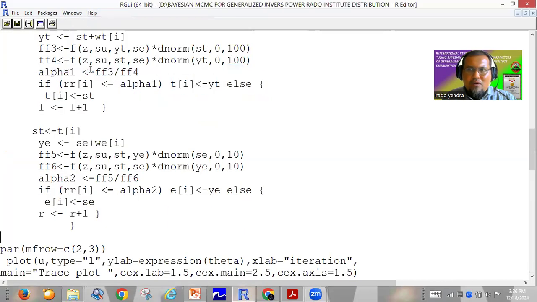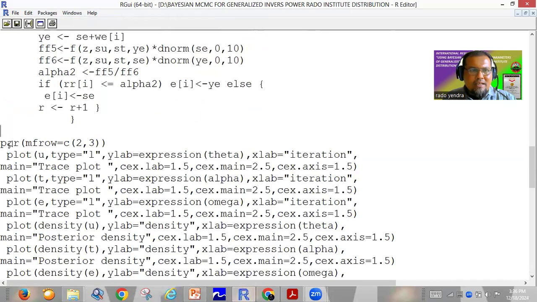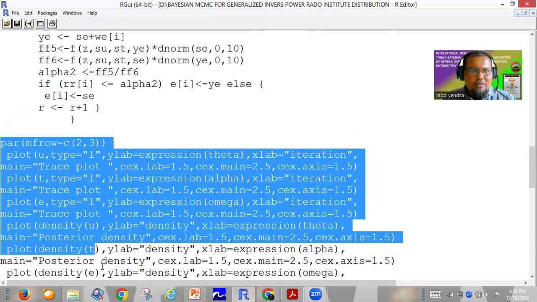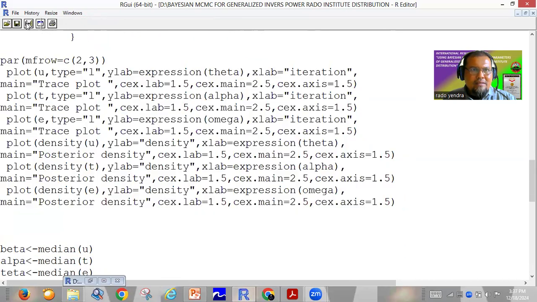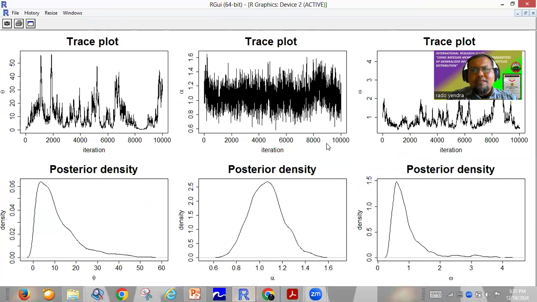Now we can check the trace plot and the posterior density plot. Okay, you can see from this laptop the trace plot and the posterior density. The trace plot means we have 10,000 values for parameter 1. Parameter 1 is beta, and this one is parameter 2, alpha. And the parameter omega means theta. Okay, theta means the beta, the parameter 1.